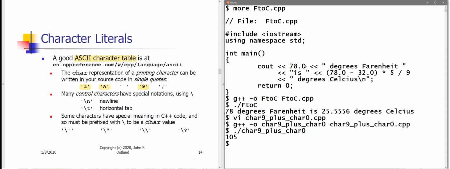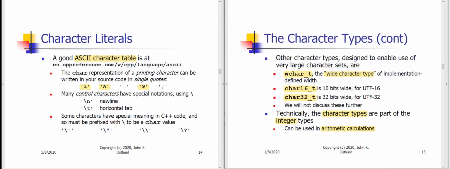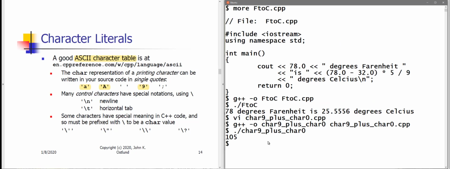Okay, let me flip back to my ASCII table in my browser to confirm why that makes sense. All right, so if we look, here's character 0, which, if it's treated as an integer, is going to be equivalent to 48. And character 9, which, if it's treated as an integer, is going to be 57. If I add 48 and 57, I end up with the integer value 105 as an int. And that got printed out as an int value of 105.